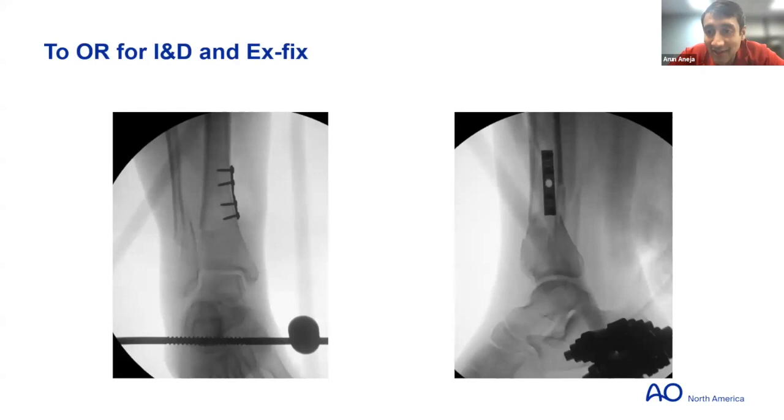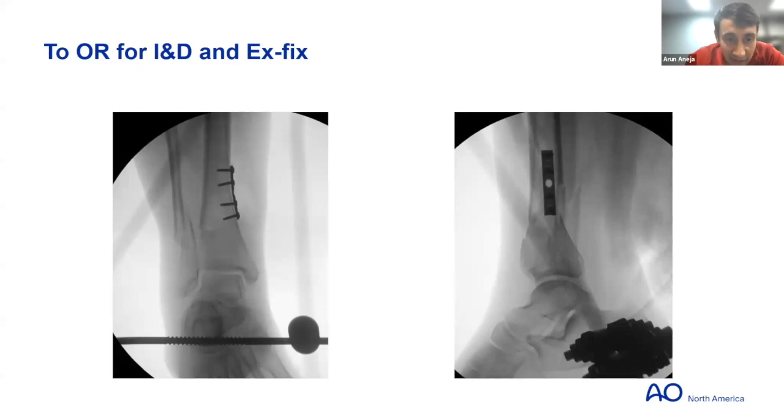This happens on a Sunday. One of my partners, in this case one of the trauma fellows, took it to the OR for I&D and X-fix, and then they put this nice little plate on, thinking that it would help us with the definitive fixation as well as stability. This is what the construct looks like after the I&D and X-fix.